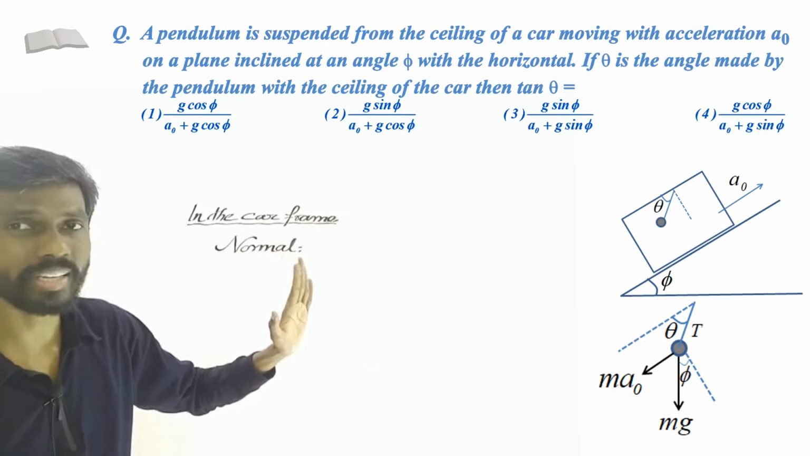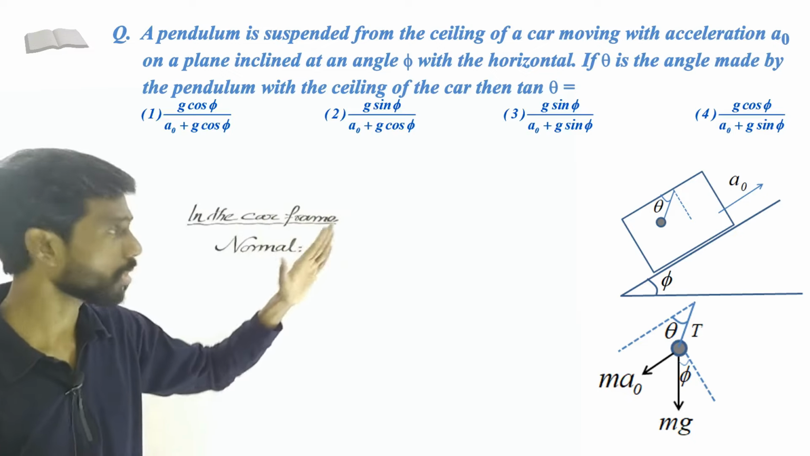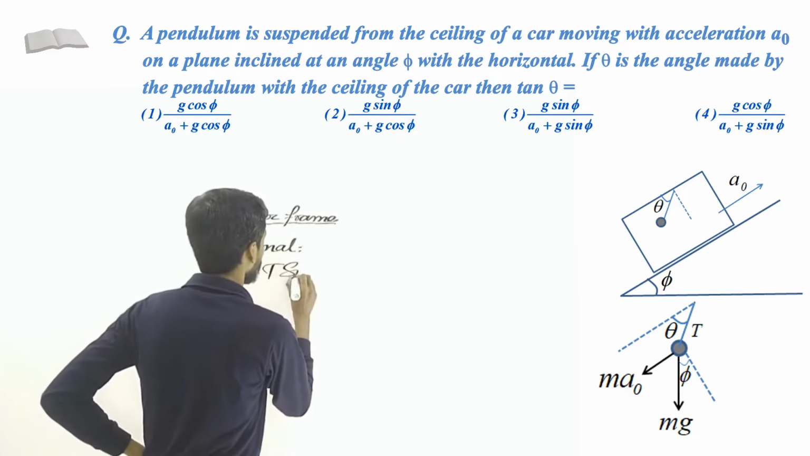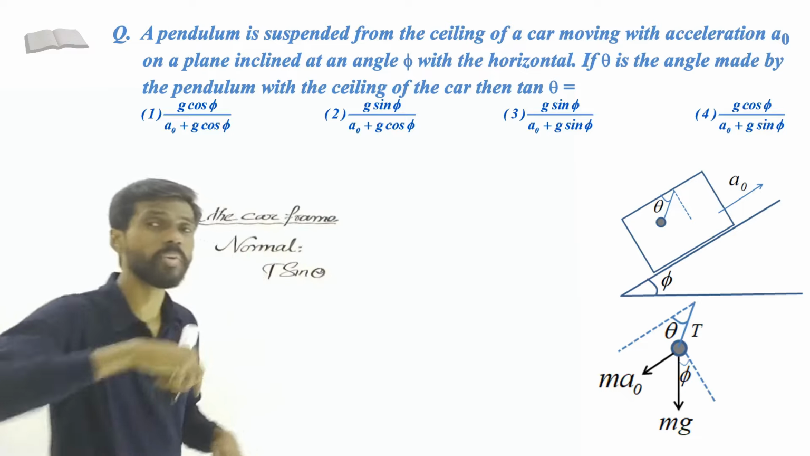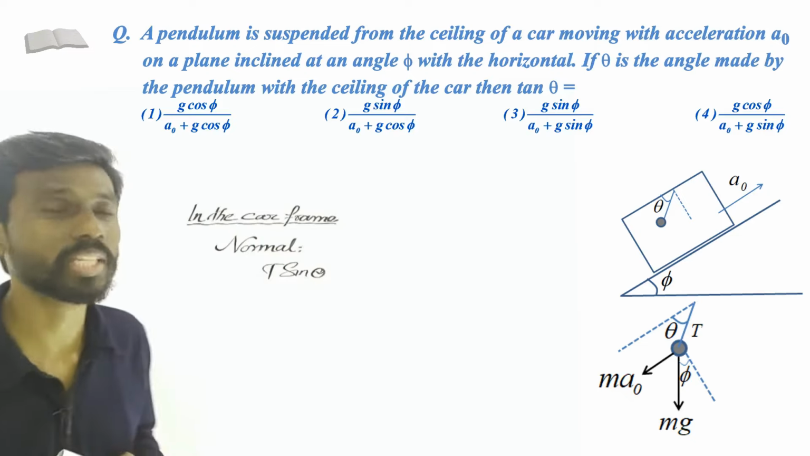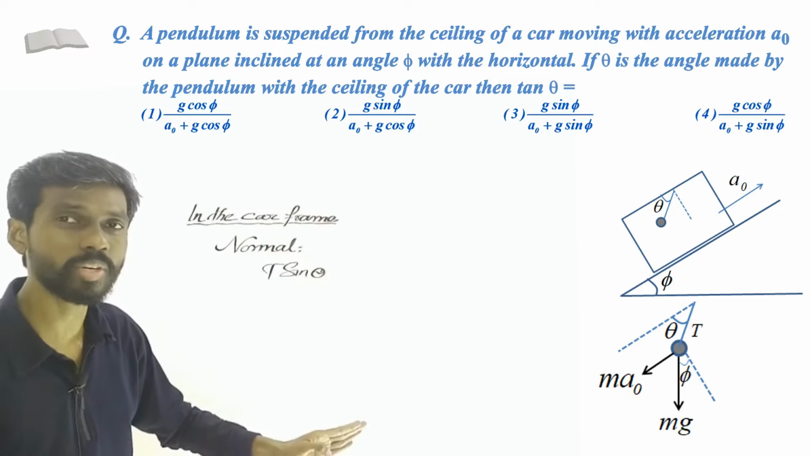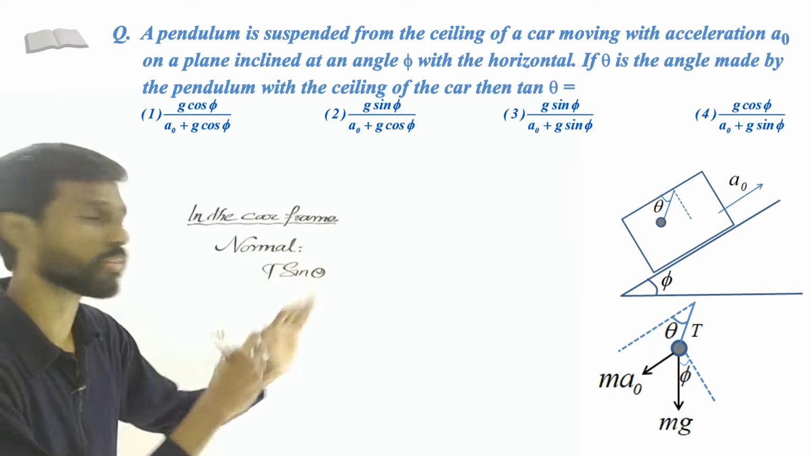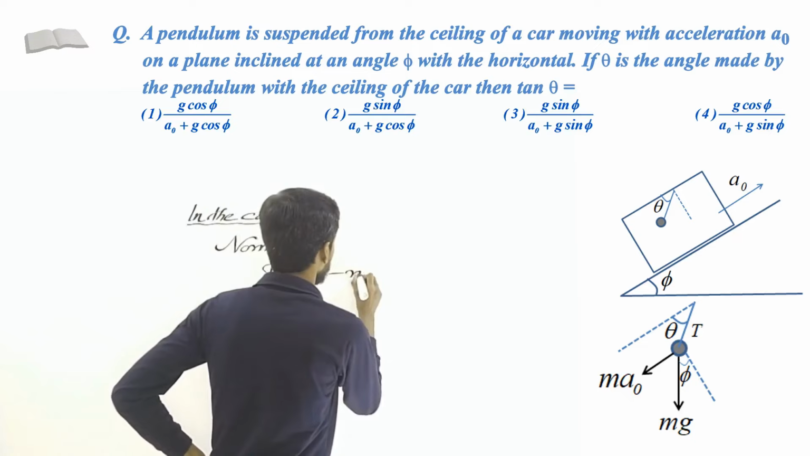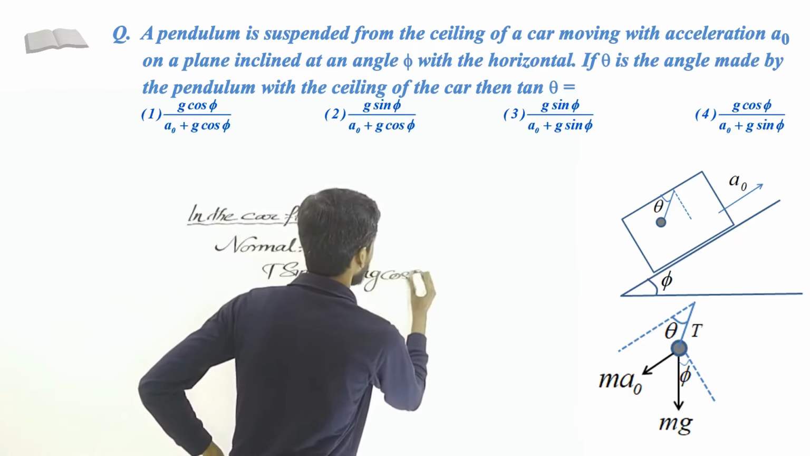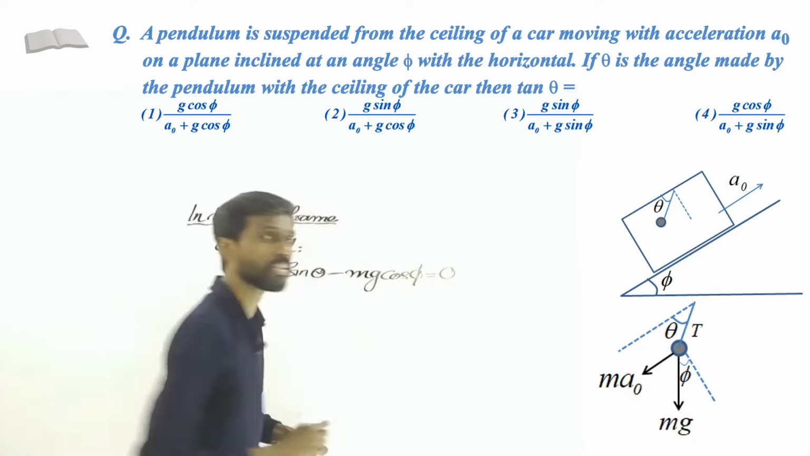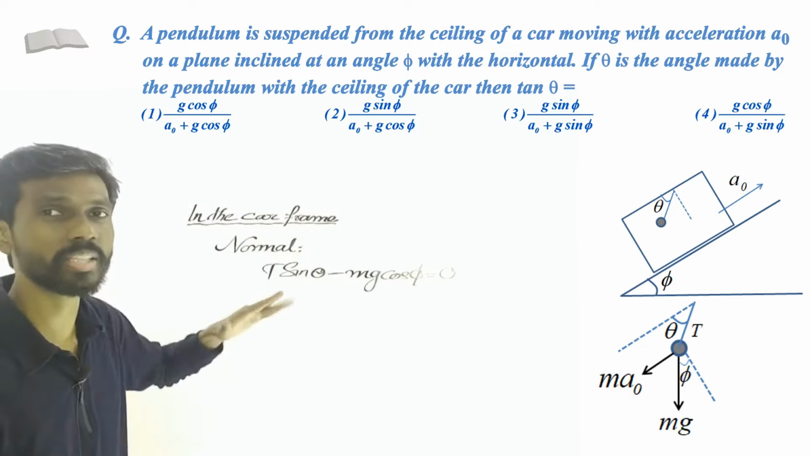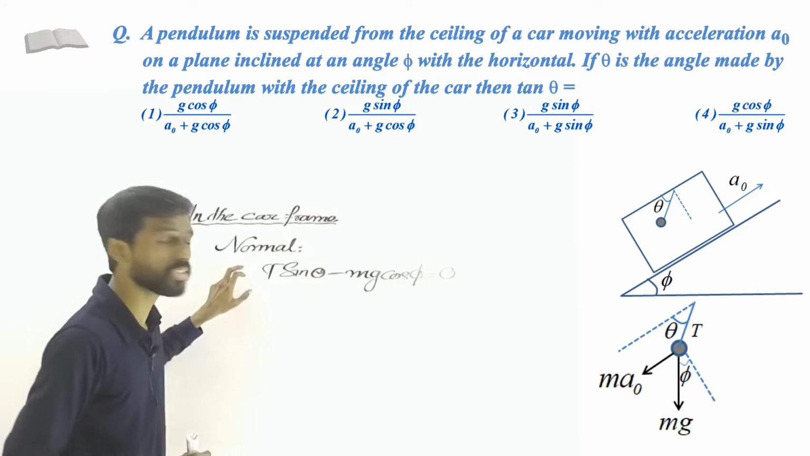Its normal component is T sin theta, because this angle is 90 minus theta, so T sin theta in the upward direction. In the downward direction, we have the component of the gravitational force. Gravitational force is mg in the downward direction, so that angle is phi only, giving mg cos phi. So minus mg cos phi is the component of the gravitational force, and the sum is 0, because the acceleration in the normal direction is 0. The object is moving along the plane, so the normal acceleration is 0.